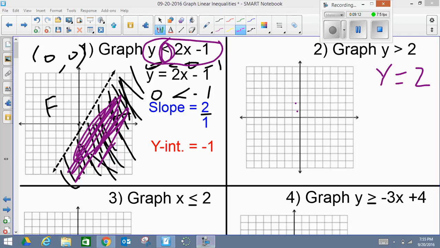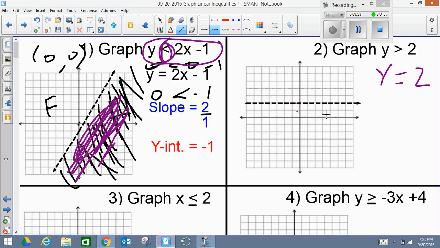So this is a special case of a line. Let me get a line. Again, there's no equal here, so that means a dotted line, and it's going to go through y equals 2. So right there, you see y equals 2. So it's a horizontal line.